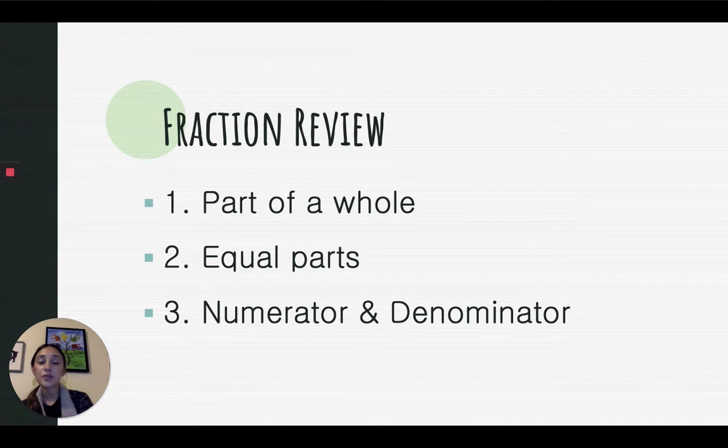Okay, so just to review some of our fraction facts. Remember that fractions are a part of a whole, okay? So if I have like three little pieces, those little pieces make my whole. Each part makes the whole. Fractions also need to show equal parts, and with my fractions I will always have a numerator and a denominator. Remember, my numerator is on top and my denominator is on the bottom.